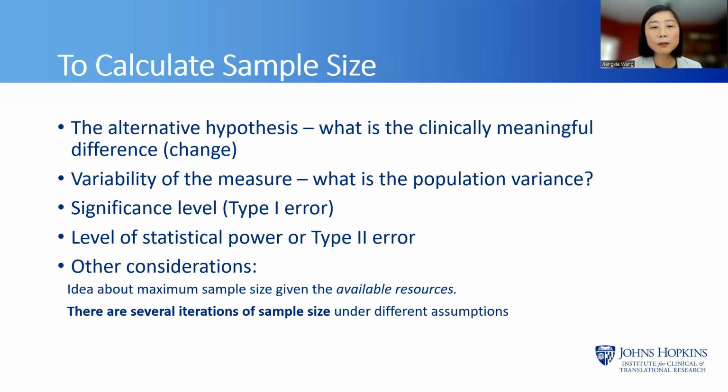And then there are some other considerations. For example, in some studies, we may know there's a maximum sample size given the available resources for that study. And then we probably want to calculate what is the maximum achievable power given that maximum sample size. So for all those assumptions, if any of them changes, then we have to go through several iterations of sample size calculation.